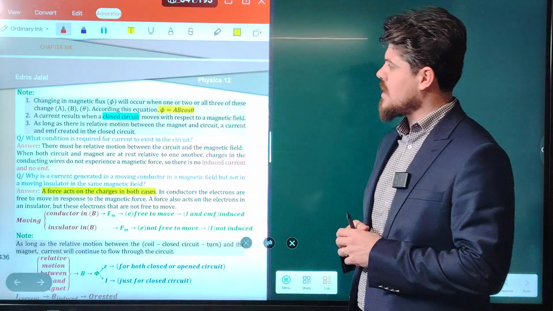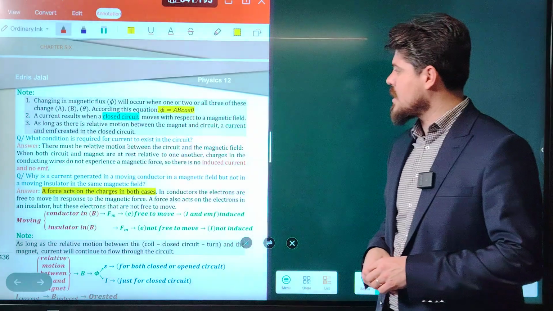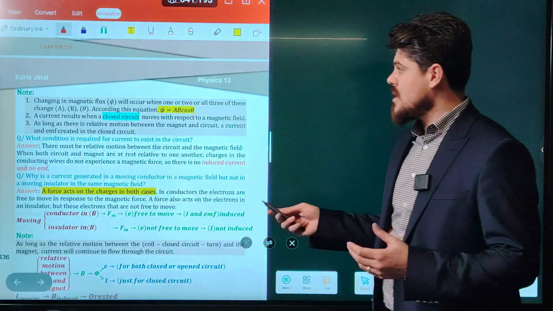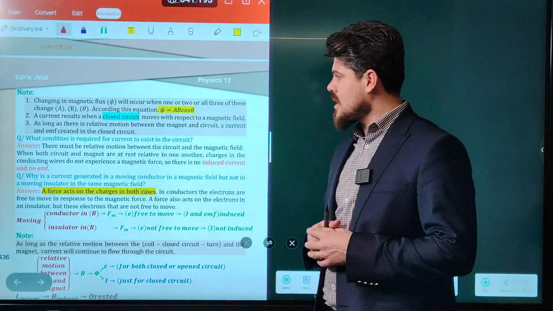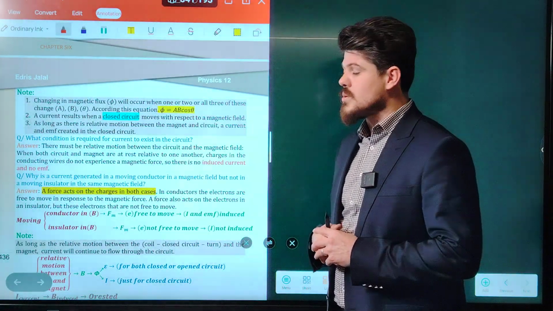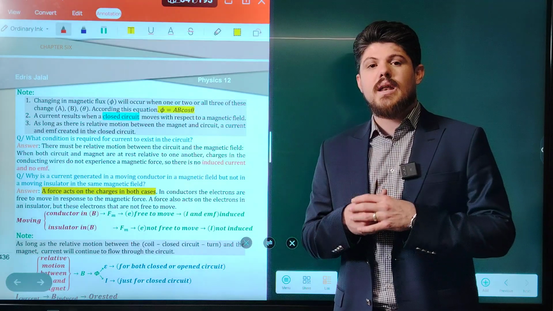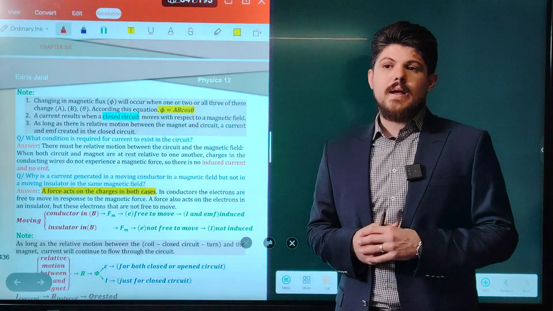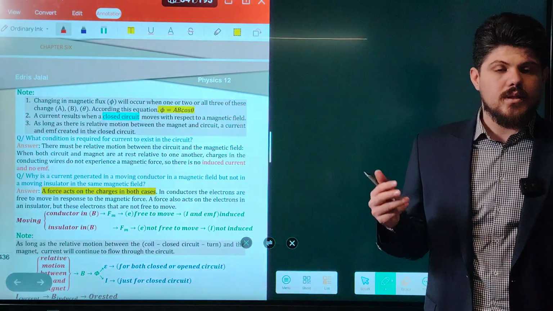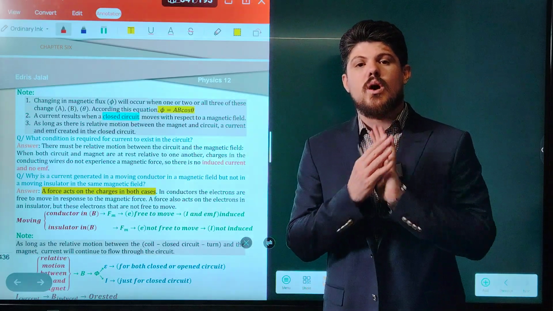Flux is equal to AB cosine theta. A current results when a closed circuit moves with respect to the magnetic field, as long as there is a relative motion between the circuit and the magnet, and the current and EMF are created in the closed circuit. If the circuit is closed, the current and EMF are induced. But for an open circuit, only EMF is induced. The current is not induced in the open circuit.